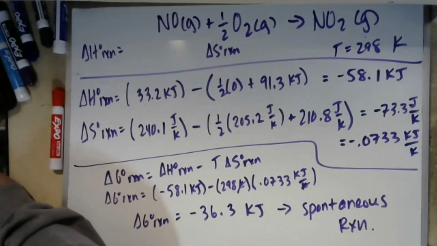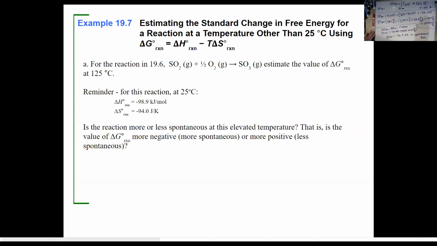Okay, so let's look at this next question where we're going to actually look at the previous two reactions that we just covered when we calculated the delta G. And in these cases, we're going to change the temperature and see how that affects the spontaneity. Okay. So first we have the reaction with the SO2 forming the SO3.